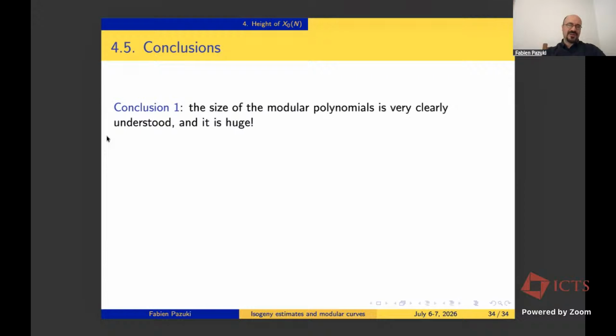These polynomials are very big, and because we have the bound from above and from below, we know that it's not because the bound is weak. The bound is sharp, actually. So the coefficients are huge. That's a fact of life. So this is the number one conclusion.